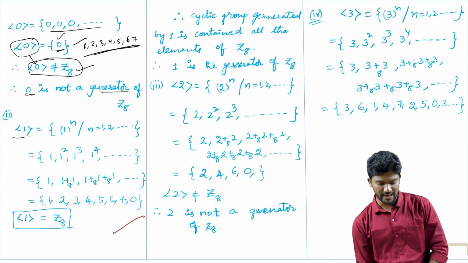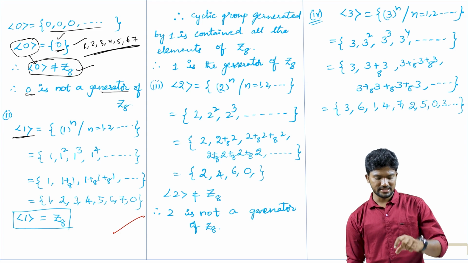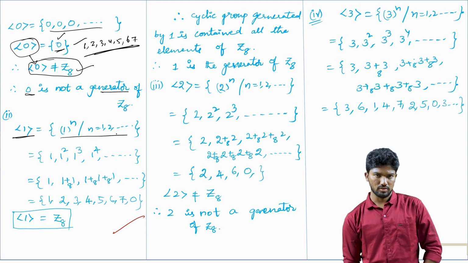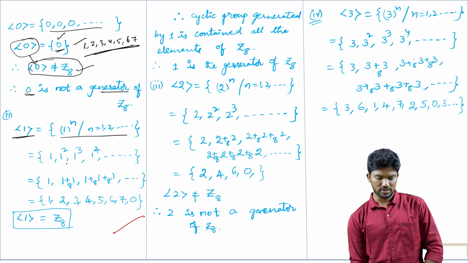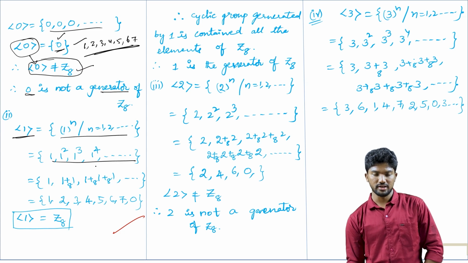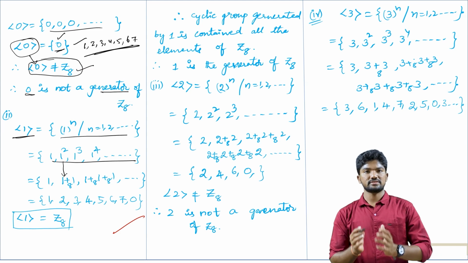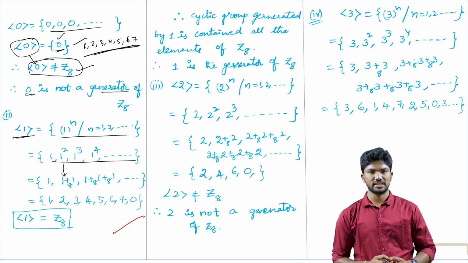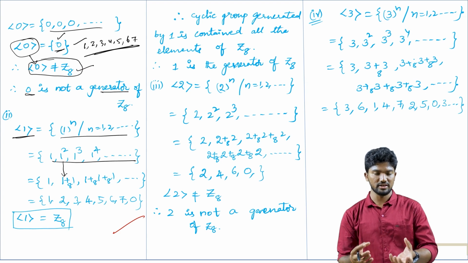Next, the second element is 1. The cyclic subgroup generated by 1 is 1 power n, where n is equal to 1 and so on. So 1 square, 1 cube, 1 power 4 and so on. Here 1 will be as it is. 1 square is nothing but 1 plus 1. We are doing this with respect to addition. With respect to multiplication it would be 1 into 1, but with respect to addition it is 1 plus 1.